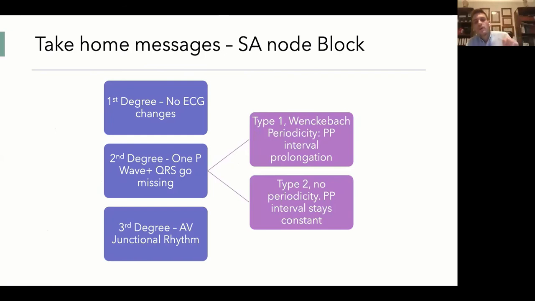Good. Now, take home messages, sinoatrial node block, 3 degrees, first degree with no ECG changes, but it is true that it passes to second degree or third degree. Second degree, we have a P wave and a QRS go missing, even with or without Wenckebach phenomena. So Wenckebach phenomena, periodicity, it happens after a specific amount of P to P prolongation or with a constant P to P interval in type 2 and no Wenckebach phenomena, okay? Keep in mind, junctional rhythm, superior, middle, and lower nodal rhythm in relation with the P wave to the QRS, okay?